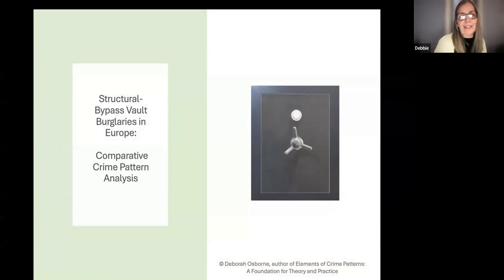Today we are going to be talking about structural bypass vault burglaries in Europe, a comparative crime pattern analysis. And I want to thank Sandra for giving me this idea.